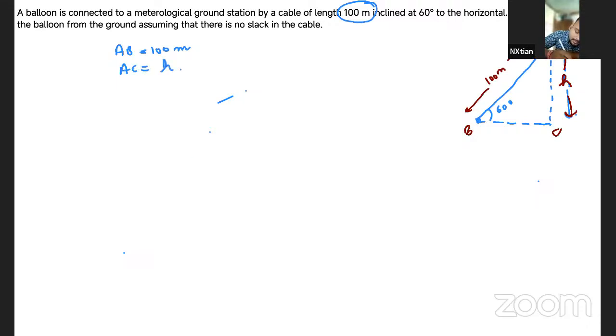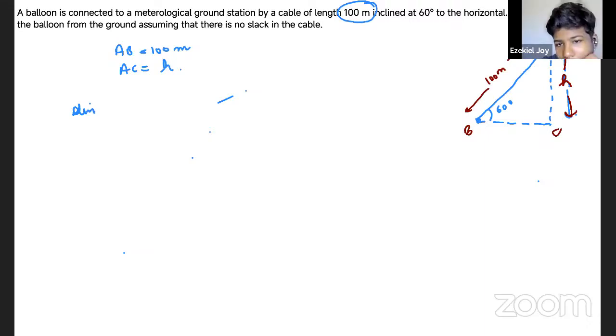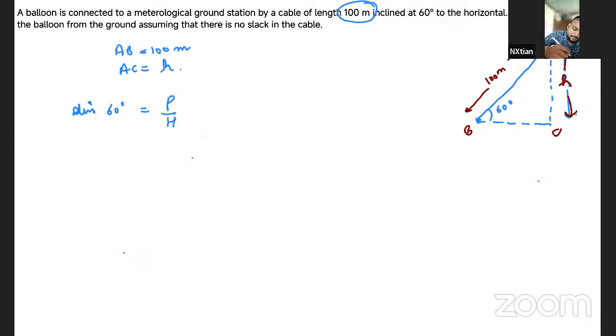So you will simply write, either if you want to use cosec theta, you can use cosec, or you can use sine. I am using sine here because I know the value of sine 60. AC is the perpendicular, right? Yes. So sine 60 degrees, root 3 by 2, is equal to P by H. H is 100. So it will become 100 root 3 by 2 is equal to P. So P will be 50 root 3.